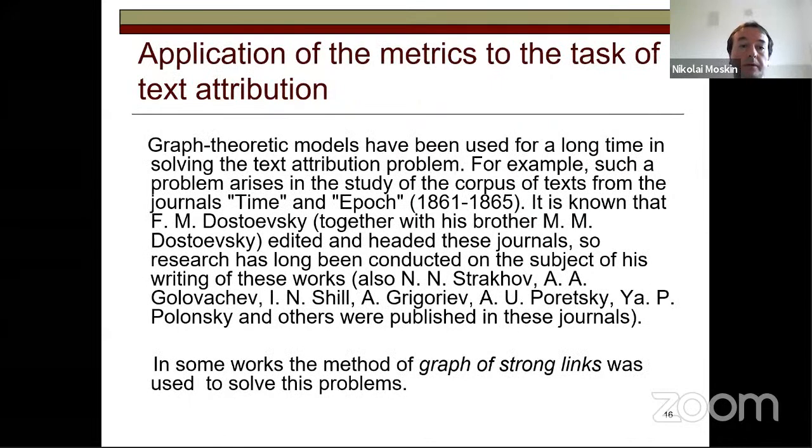Next, this metric can be applied to the task of text attribution in future. Graph theoretic models have been used for a long time in solving text attribution problems. For example, such a problem arises in the study of the corpus of texts from the journals Time and Epoch. It is known that Fyodor Mikhailovich Dostoevsky with his brother Mikhail Mikhailovich Dostoevsky edited and headed these journals. So research has long been conducted on the subject of his writing all these works.